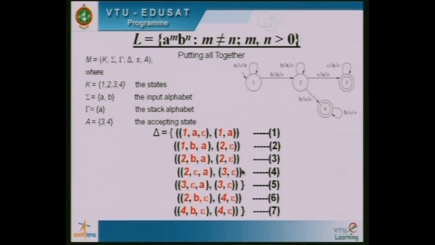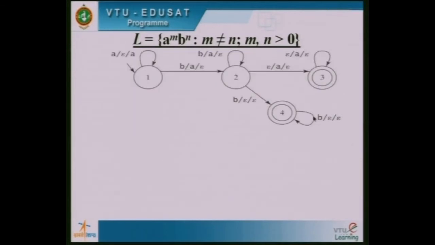Then in state 2, now I have 3 alternatives. 1, pairing a and b. Second, if number of a's are greater than number of b's. Third, if the number of b's are greater than number of a's.